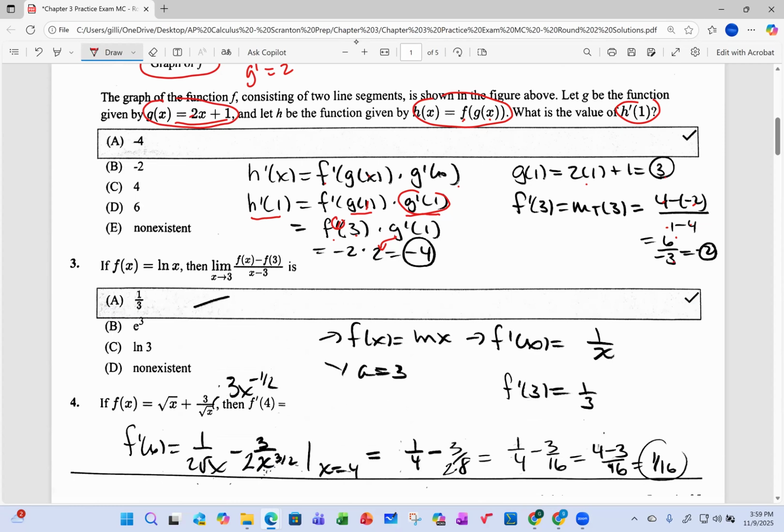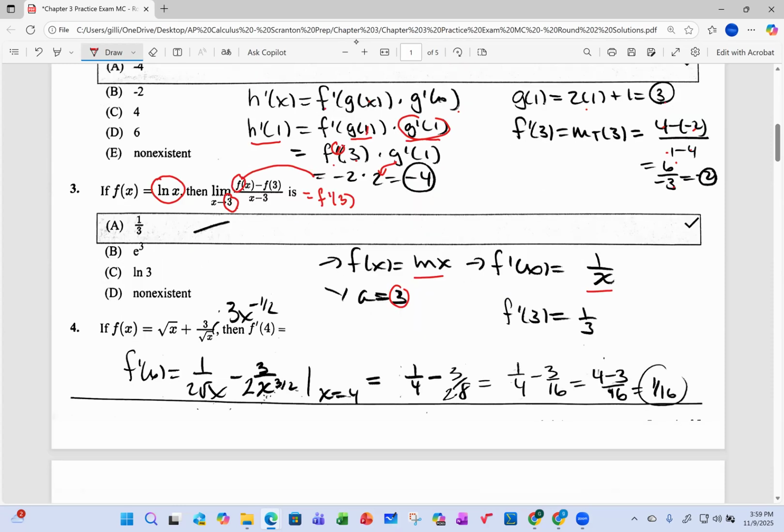And number 3, once again, it's the definition of derivative, but it's x approaching a constant that's not 0. So my a value is 3, but my function is given to me as ln of x. This represents the derivative of f, everyone, at 3. It's the derivative of this function at that a value. So the function's ln, its derivative is 1 over x. Put in a 3 and you get 1/3.